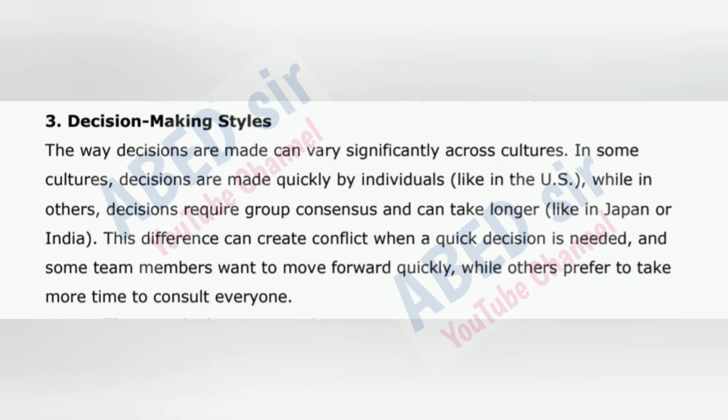3. Decision-making styles. The way decisions are made can vary significantly across cultures. In some cultures, decisions are made quickly by individuals, like in the US, while in others, decisions require group consensus and can take longer, like in Japan or India. This difference can create conflict when a quick decision is needed and some team members want to move forward quickly, while others prefer to take more time to consult everyone.